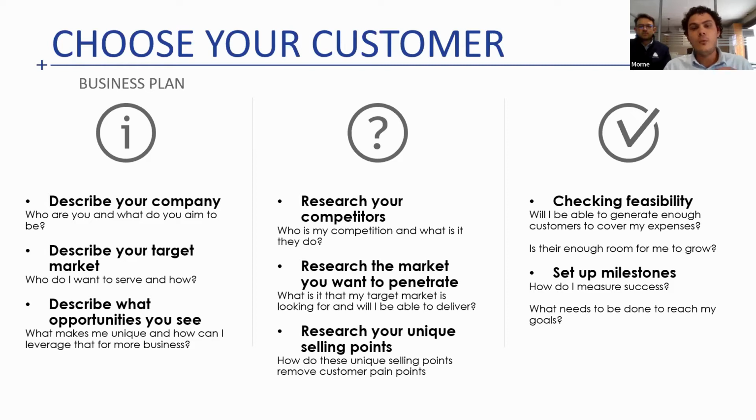If we look at our second tier, this is where we actually start doing our research. We've described ourselves and what we want to become. Now we need to research, firstly, who the other people are that are trying to do the same thing as us. What are the people in our target market looking for? What is it they want? And what are our unique selling points?